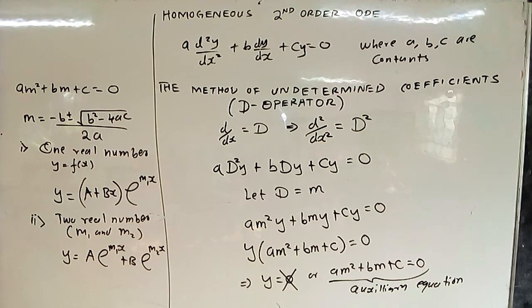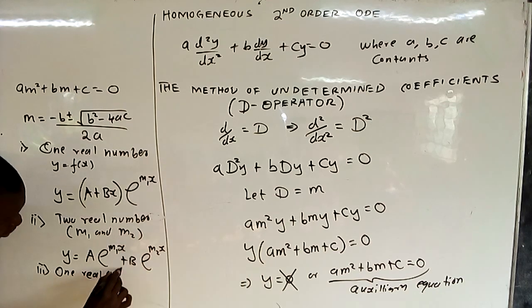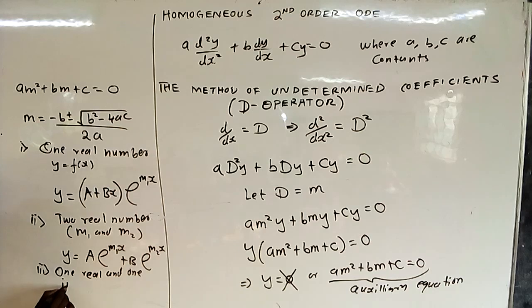Are we together there? In case of real numbers, the solutions are defined by exponential function. Now what about if one solution is real and one solution is imaginary? So you can end up with a case whereby one solution is real, one is imaginary. So when one solution is real and one is imaginary, what happens? Case 3, one real and one imaginary solution. So maybe you have m equals alpha plus or minus beta j.